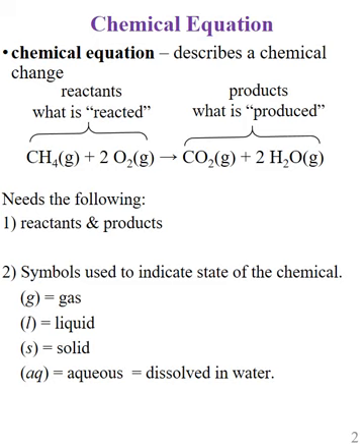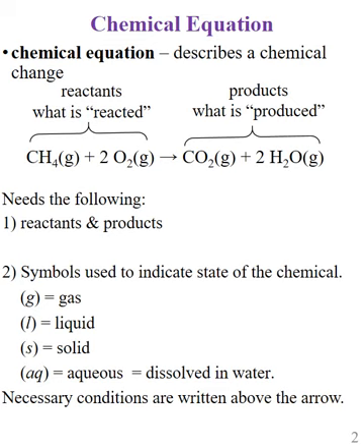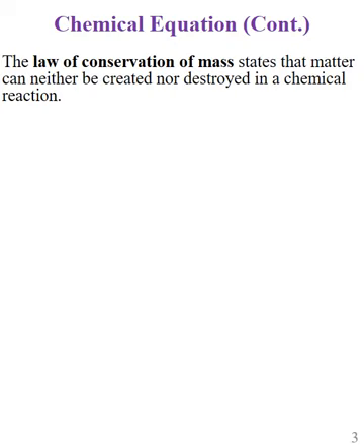about this later on. The other thing is that necessary conditions are written above the arrow. Sometimes we'll see it in this class, but more often than not, if you take organic chemistry, you will see it all the time. So for example, you would have heat if you needed some heat in order for the reaction to occur.